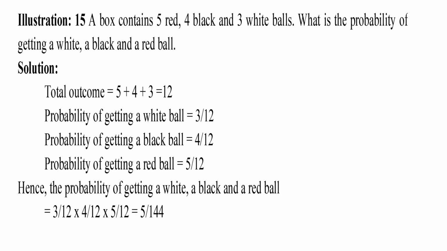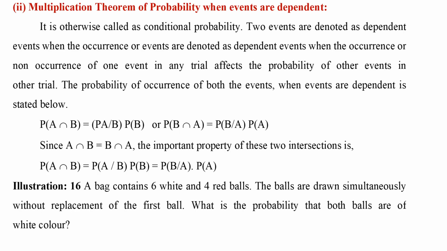Illustration 15. A box contains 5 red, 4 black and 3 white balls. What is the probability of getting a white, a black and a red ball? Solution. Total outcomes equals 5 plus 4 plus 3 equals 12. Probability of getting a white ball equals 3/12. Probability of getting a black ball equals 4/12. Probability of getting a red ball equals 5/12. Hence, the probability of getting a white, a black and a red ball equals 3/12 × 4/12 × 5/12 equals 5/144.